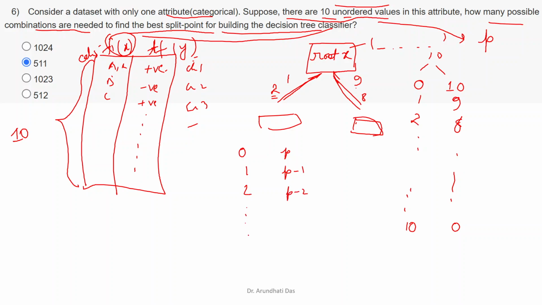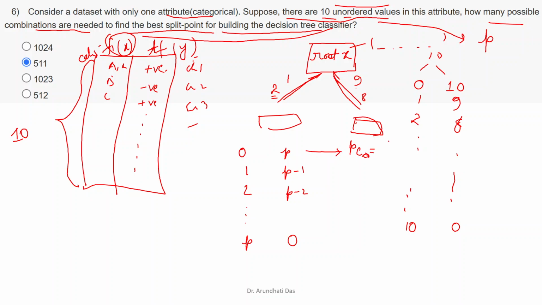So likewise, finally, in one set there will be p and the other set will have 0. But here we can see that we can also represent this as PC0. What is the final value of PC0? That is nothing but 1 only, right?